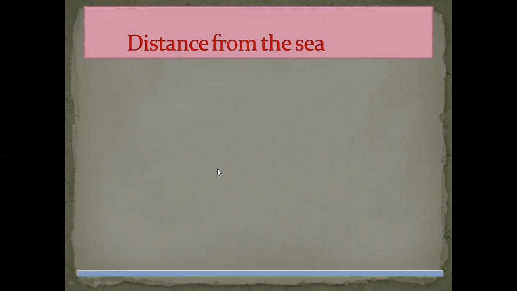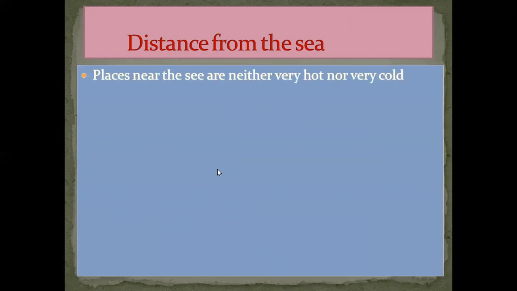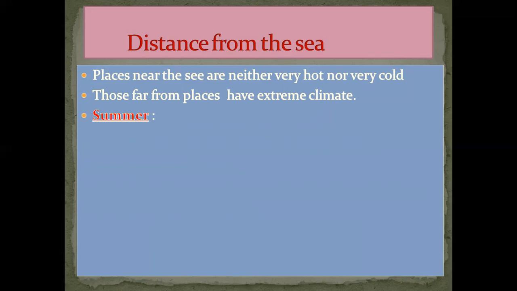Third point, distance from the sea. What is the distance from the sea? How is the weather, how is the climate of that? The places near the sea are neither very hot nor very cold. Those places far from the sea have an extreme climate. Which places are far from the sea? Those places have a very extreme climate. How is the summer season at that distance from the sea?